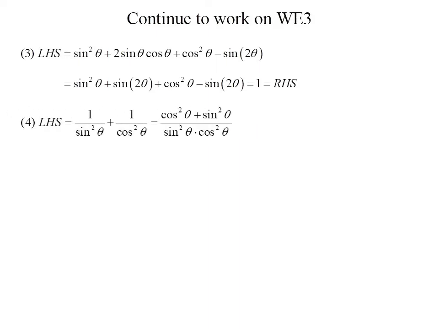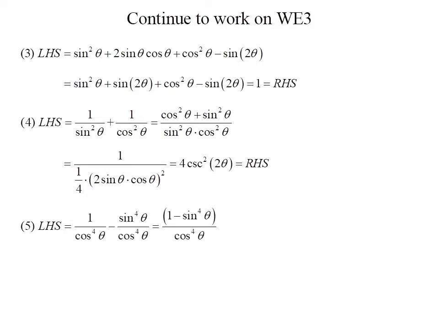Here we continue to work on example 3. As for the third relation, we expand the complete square on the left-hand side first. Then after combining and simplifying all the terms, we find it equals 1, which matches the number on the right-hand side. As for the next relation, since 1 over sine squared theta plus 1 over cosine squared theta can be transformed by combining them into one fraction, we find it equals 4 times cosecant squared 2 theta, which is exactly the expression on the right-hand side.